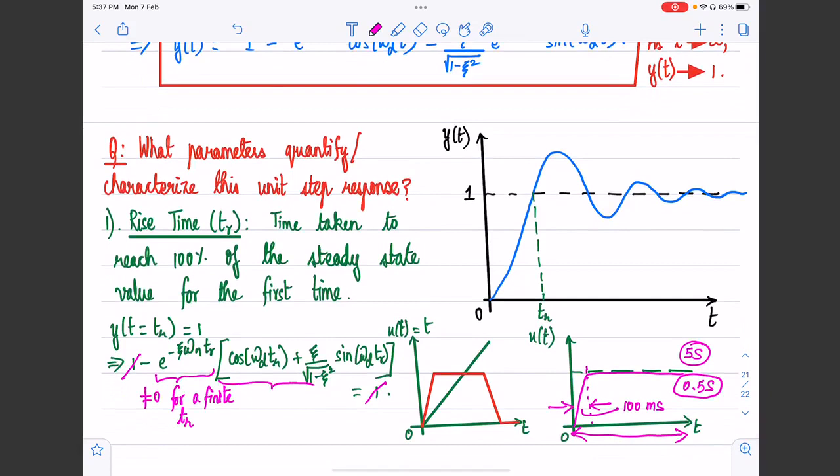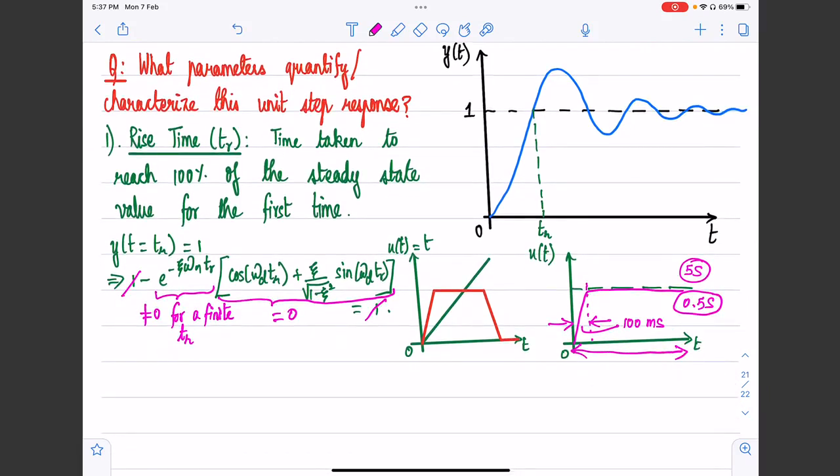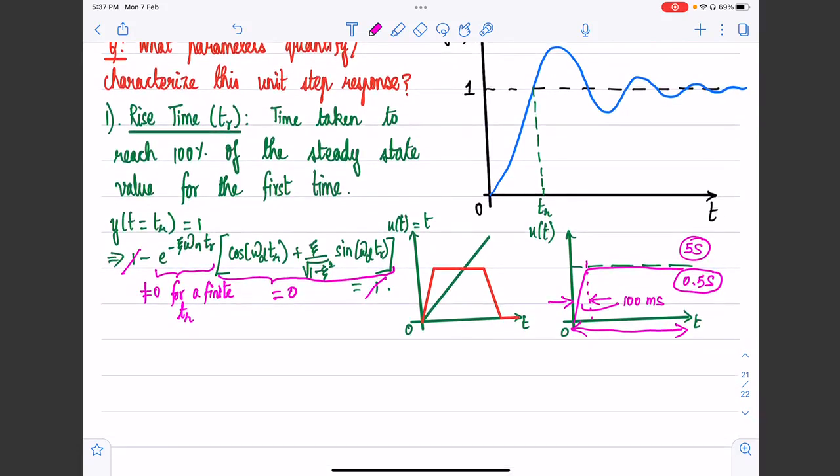So the only conclusion is that the second term in the square bracket is 0. How did I come to this conclusion? Suppose we have the product of two terms, A and B, equal to 0. The consequence should be that A is 0, B is 0, or both are 0. But in this case, the first term is not 0 because tr is finite. So that's why the second term is 0.